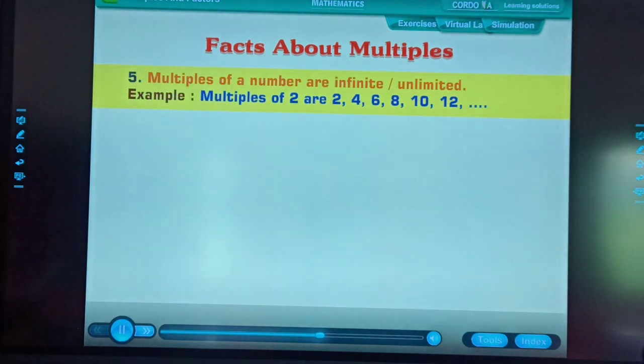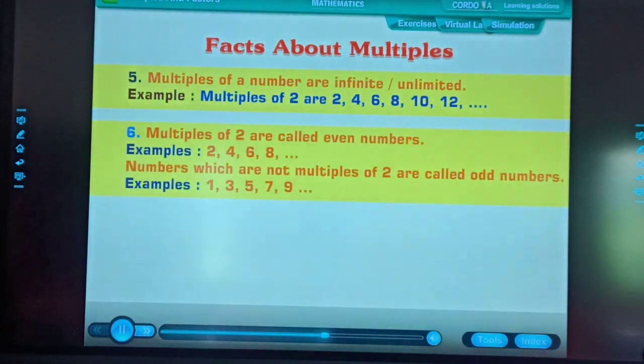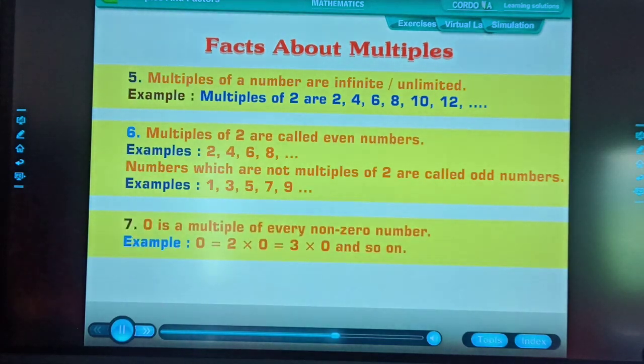Multiples of a number are infinite or unlimited. Example, multiples of 2 are 2, 4, 6, 8, 10, 12, and so on. Multiples of 2 are called even numbers. Examples, 2, 4, 6, 8, and so on. Numbers which are not multiples of 2 are called odd numbers. Examples, 1, 3, 5, 7, 9, and so on. 0 is a multiple of every non-zero number.